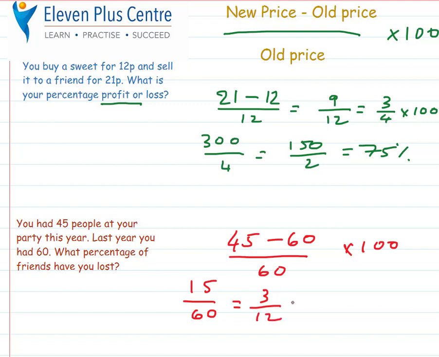Again, I think we can simplify this more. We can divide the top and the bottom by 3. So 3 divided by 3 is 1. 12 divided by 3 is 4. Now we multiply by 100, because I can't simplify this anymore. It should be minus here, by the way. So 1/4 of 100 is 25. So I have lost, or you have lost in this example, 25% of your friends. Maybe you should start giving away your sweets for free, and next year you'll have more people at your party.